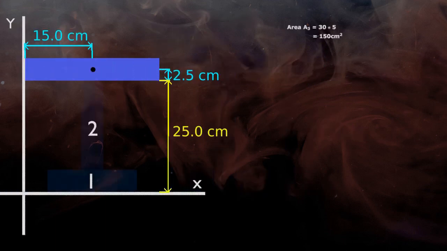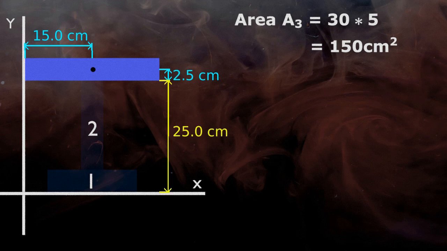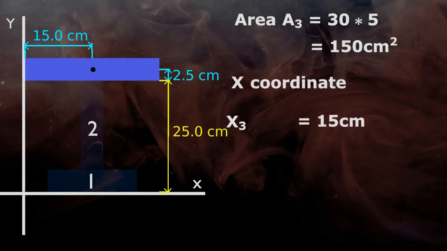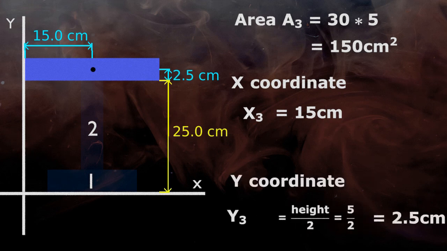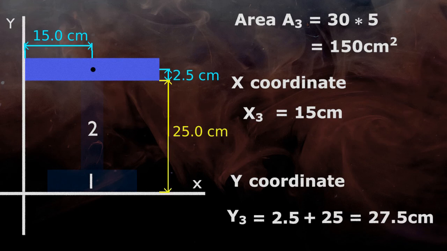Now again, the area is the same. The final x coordinate x3 will be the same as x, that is 15 cm, as the y-axis is touching the plane. And the y coordinate y3 will be 2.5 plus 25 equals 27.5 cm.